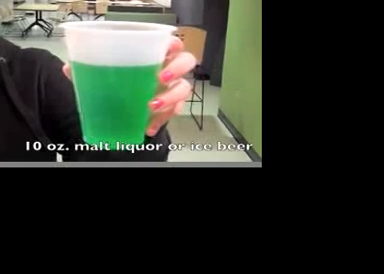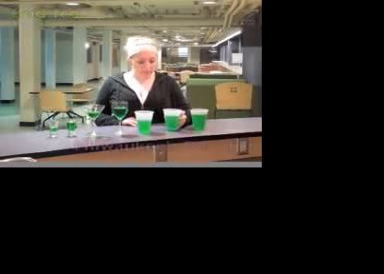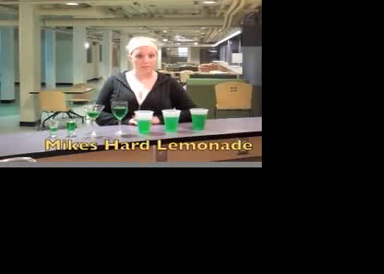Next, I'd like to talk to you about malt liquors or iced beers. These contain 5 to 7% alcohol and the serving size is 10 ounces. It'll look something like this in a solo cup. Remember that iced beers and malt liquors also come in different can sizes and bottles, so be sure you're reading the labels so you know how many servings you're taking.